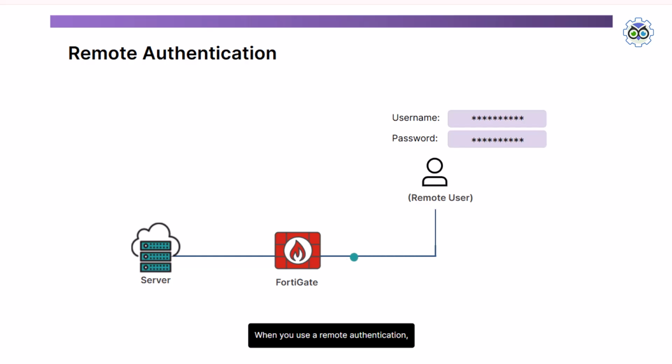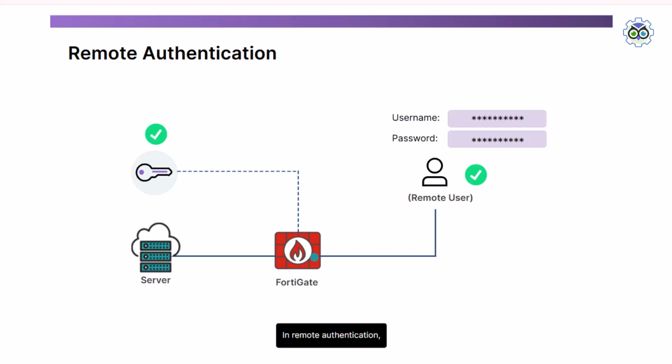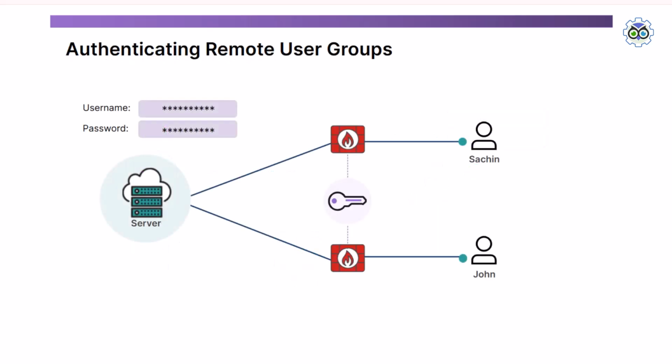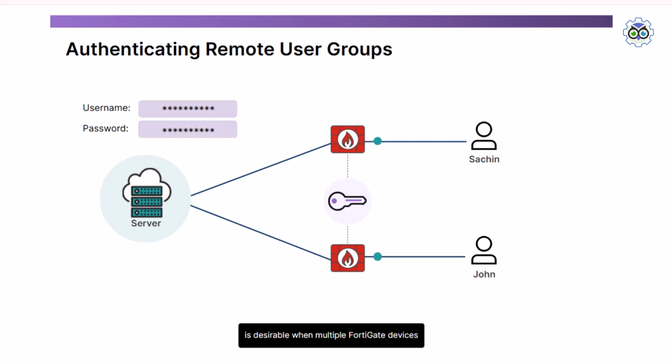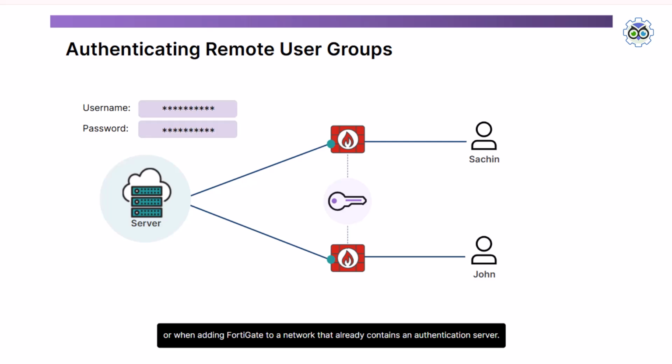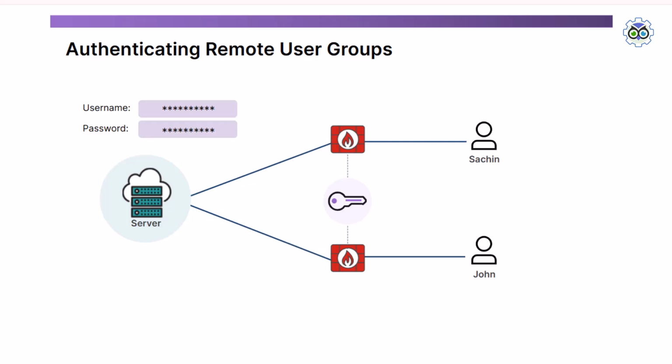When you use remote authentication, FortiGate sends the user's entered credentials to an authentication server, such as FortiAuthenticator. If the server successfully authenticates the user, FortiGate then applies the matching firewall policy to the traffic. In remote authentication, FortiGate does not store all or sometimes any of the user information locally. Using remote authentication is desirable when multiple FortiGate devices need to authenticate the same users or user groups, or when adding FortiGate to a network that already contains an authentication server.